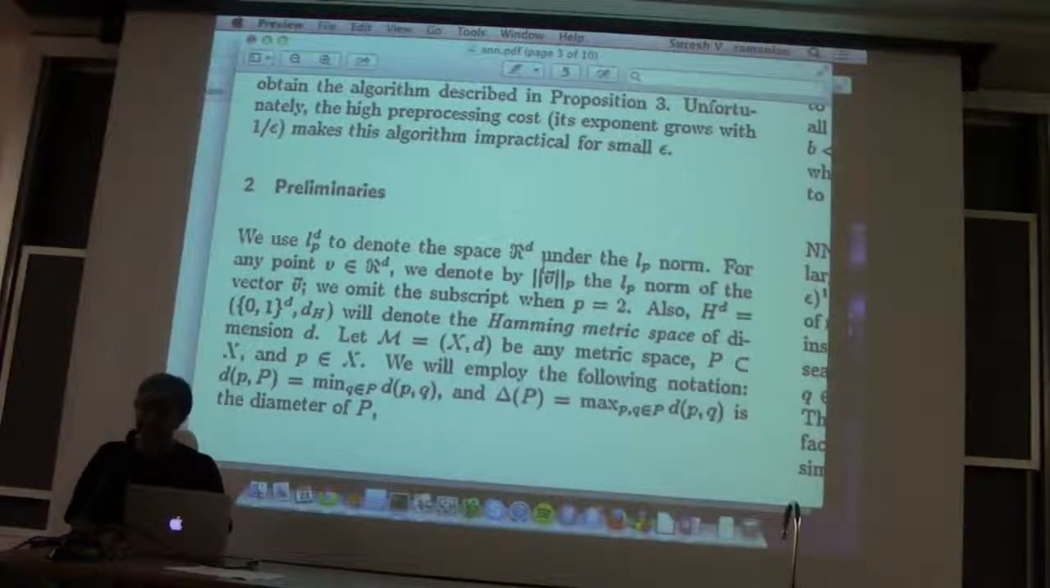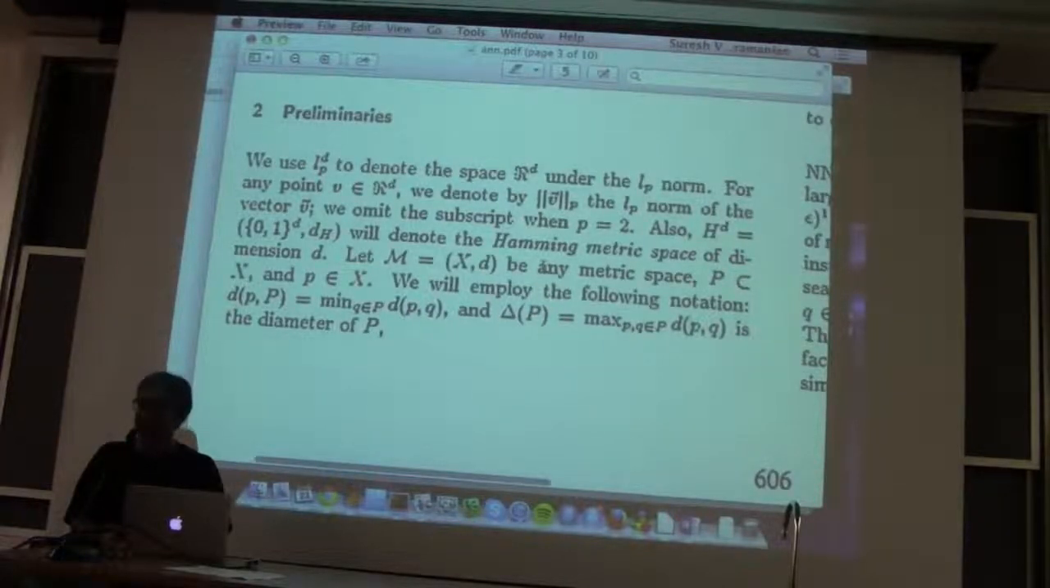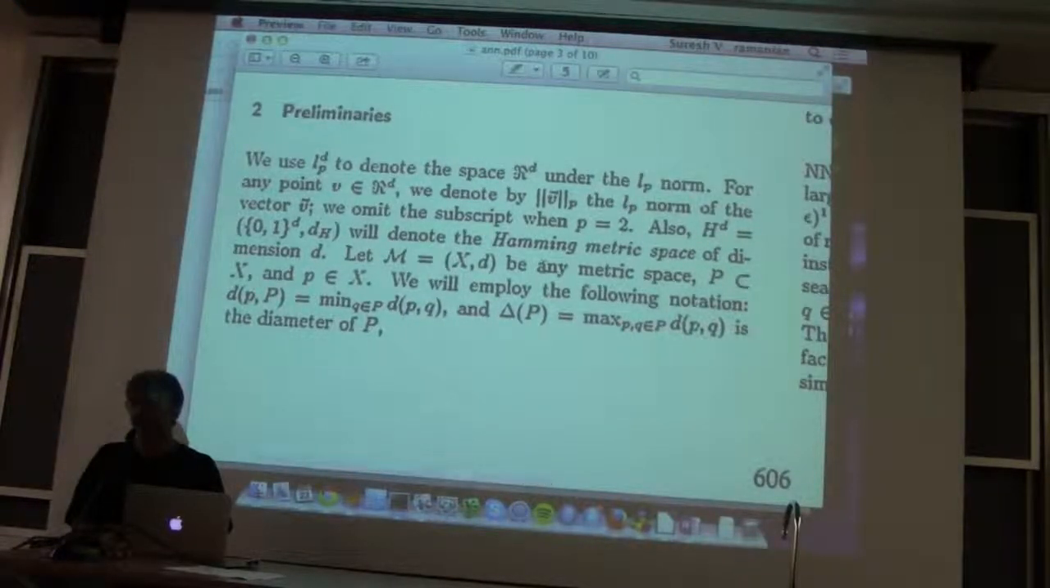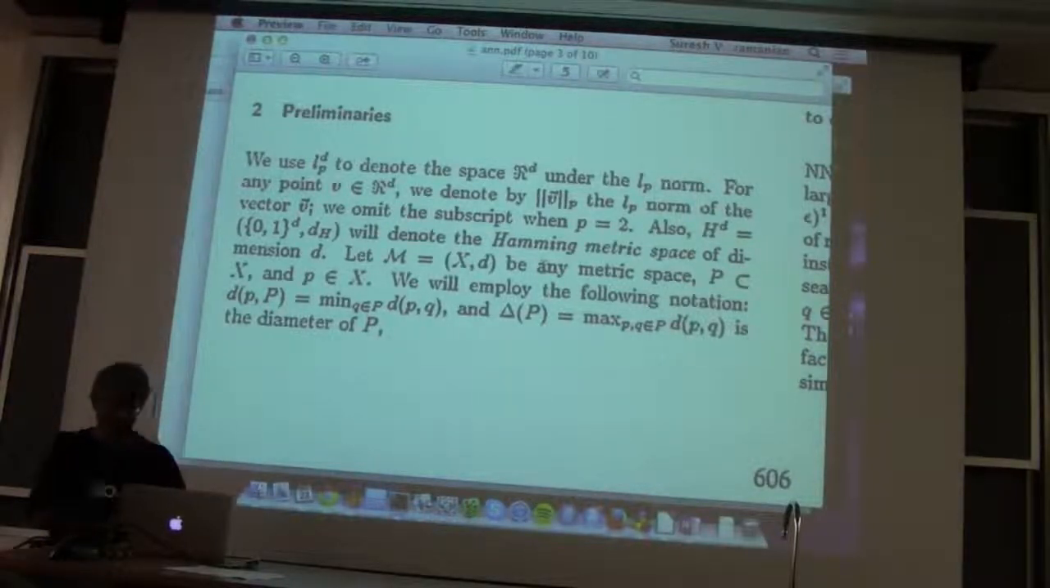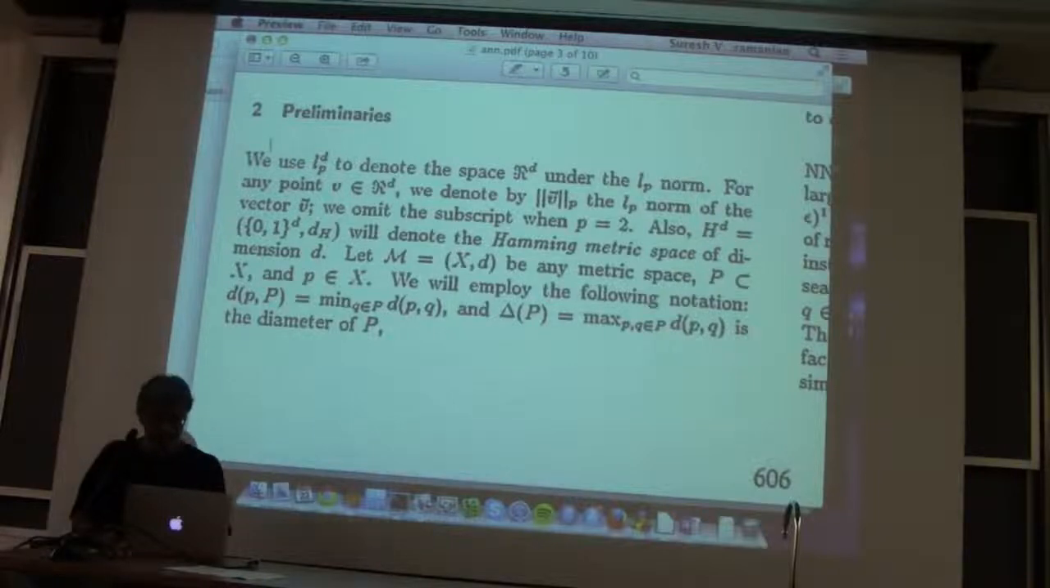It's a good idea, usually, if there's a preliminary section, to read it, because it introduces notation. And sometimes you need the notation. So let me quickly look at the preliminary section. So we use LDP, term space, RD, and okay, this norm keeps coming up. We're going to have to figure out what this means. So.